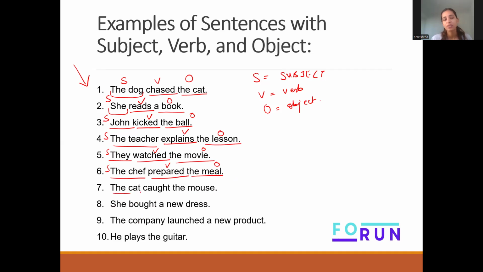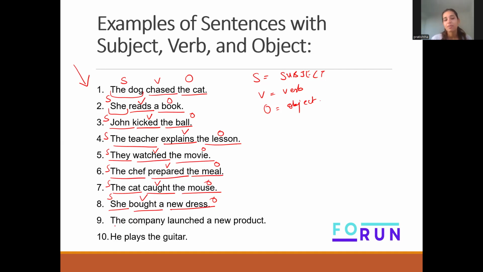What is this sentence about? The cat. What is he doing? Catching. Who is he catching? The mouse. She bought a new dress. Who is this sentence about? Subject. What is she doing? The verb. What is that action happening on? The new dress. The company launched a new product.